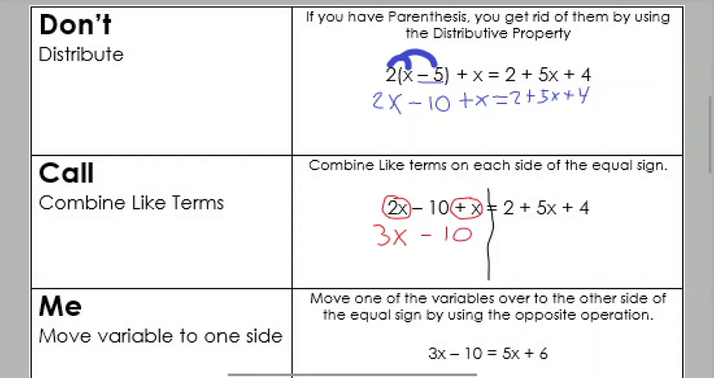So now I'm going to look to the other side of my equal sign and say, can I combine anything over here? Well, I see I have a 2 and I have a plus 4. Those are just numbers, so I can combine those. This 5x I can't combine with anything, so I'm just going to bring the 5x down, but I can combine my numbers. 2 plus 4 is 6, so I would write plus 6. So call, combine like terms. You combine like terms on each side of the equal sign. You combine everything on the left first, and then combine everything on the right.